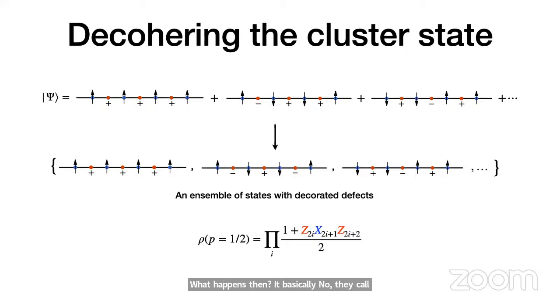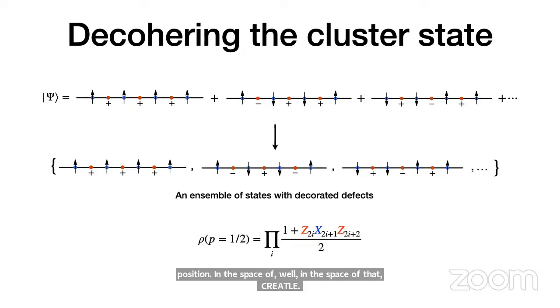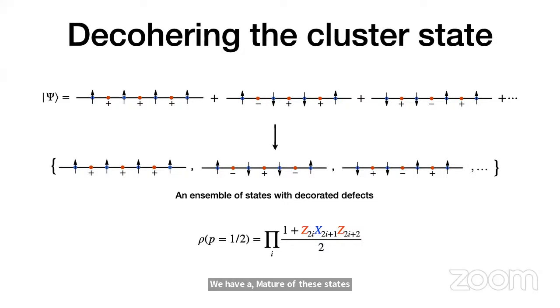decoheres all of this, it destroys the coherence between all of these different domain wall states. They're no longer a coherent superposition, and all we have is an incoherent superposition in the space of decorated domain wall states. We have an equal weight mixture of these states. Okay. So the only non-trivial feature here is really just the fact that we have decorated domain walls, and they are lumped together in an ensemble.